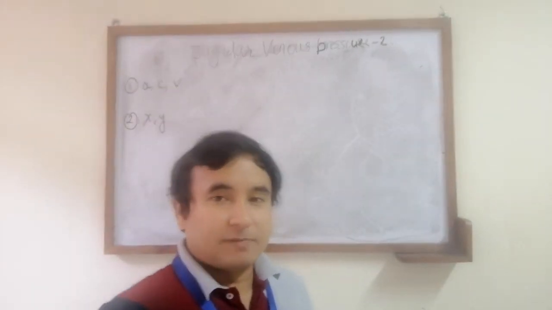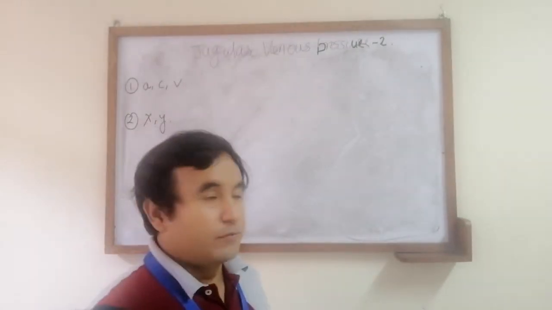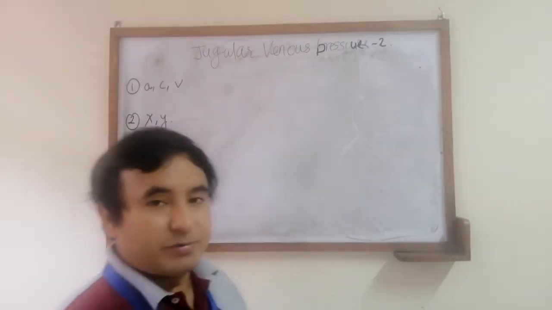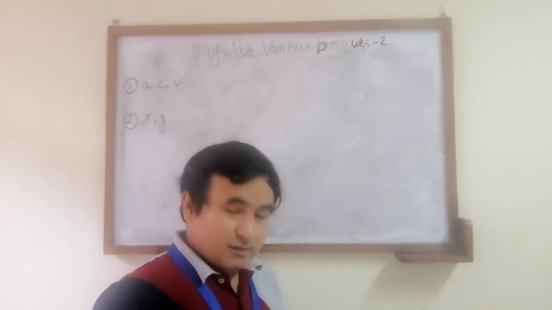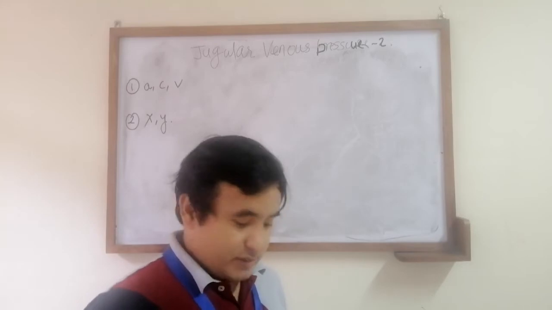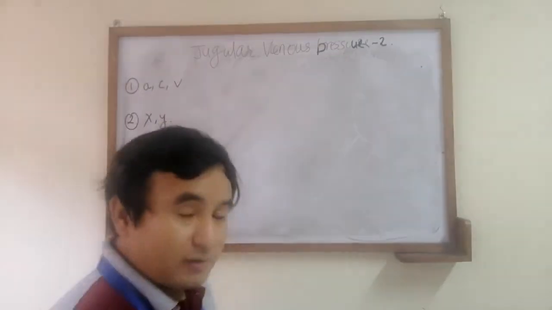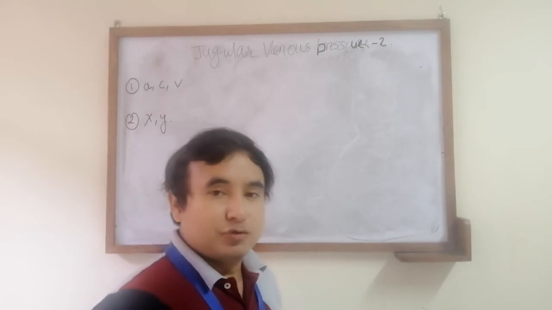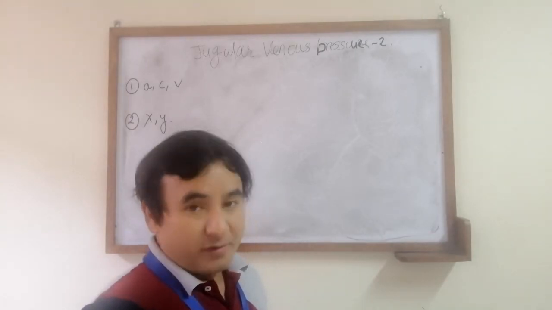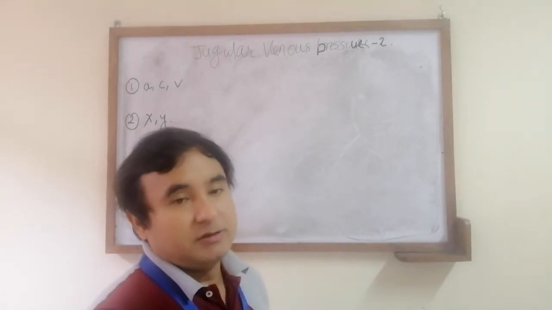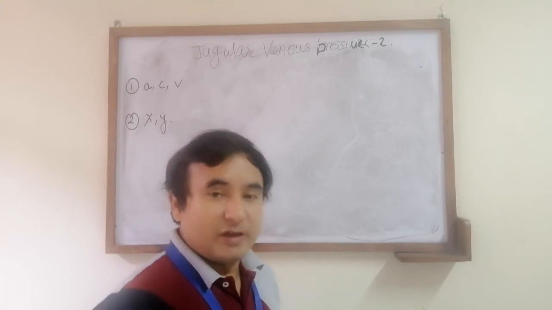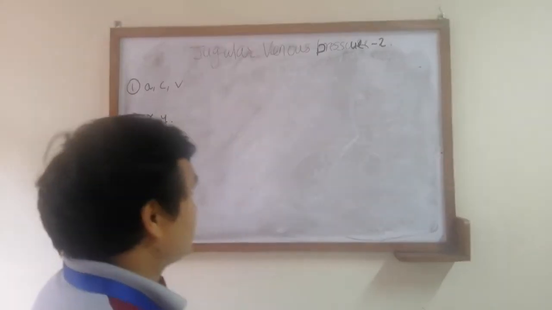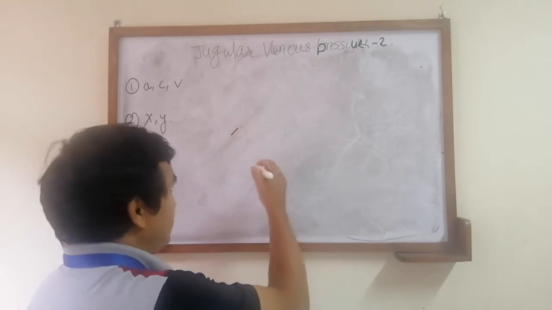Yesterday we discussed the basics of jugular venous pressure. Let us revise what we have learned. Though we can see the JVP even in the external jugular vein, we preferably see the JVP in the internal jugular vein. We have also discussed the different waves in JVP.